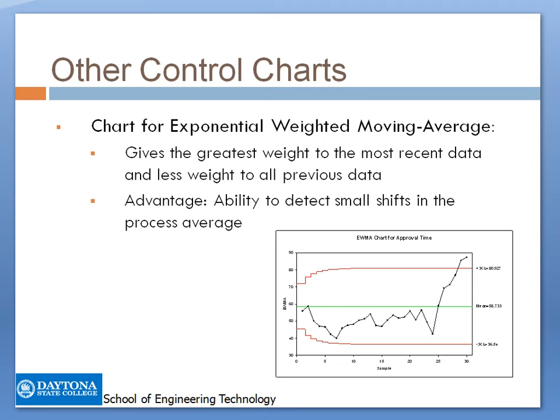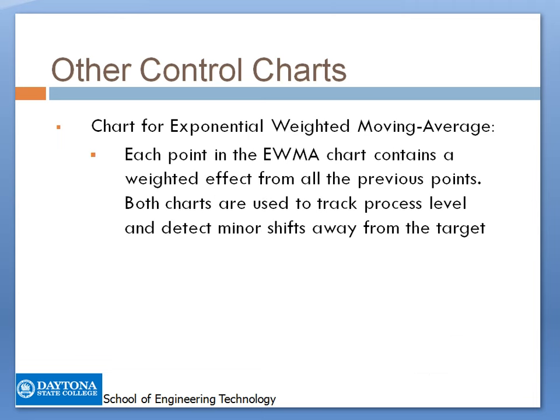The last type of chart for variables is the chart for exponentially weighted moving average. These types of charts give the greatest weight to the most recent data and less weight to all previous data. And the advantage of this is the ability to detect a small shift in the process average. What it does is, each point in this chart contains a weighted effect from all of the previous points. So both charts are used to track process level and detect minor shifts away from the target.